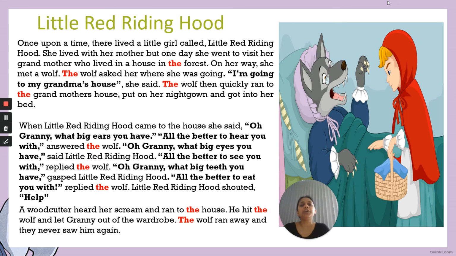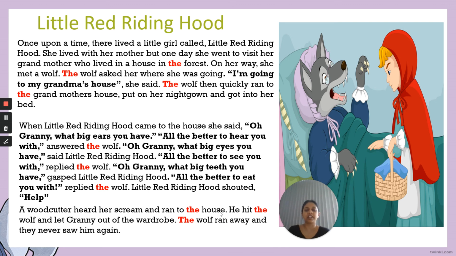Okay. So in my paragraphs over here, what I've done is I've highlighted all of the words with the article the in red, because we're talking about a specific place or a specific animal. For example, over here we're talking about the house. Because we're not talking about any random wolf, we're not talking about any random forest, we're talking about a specific noun.